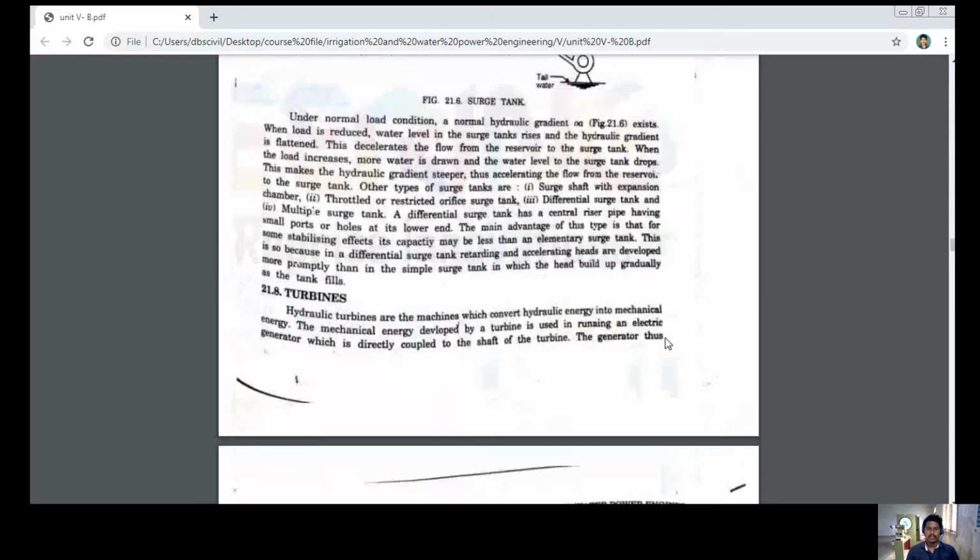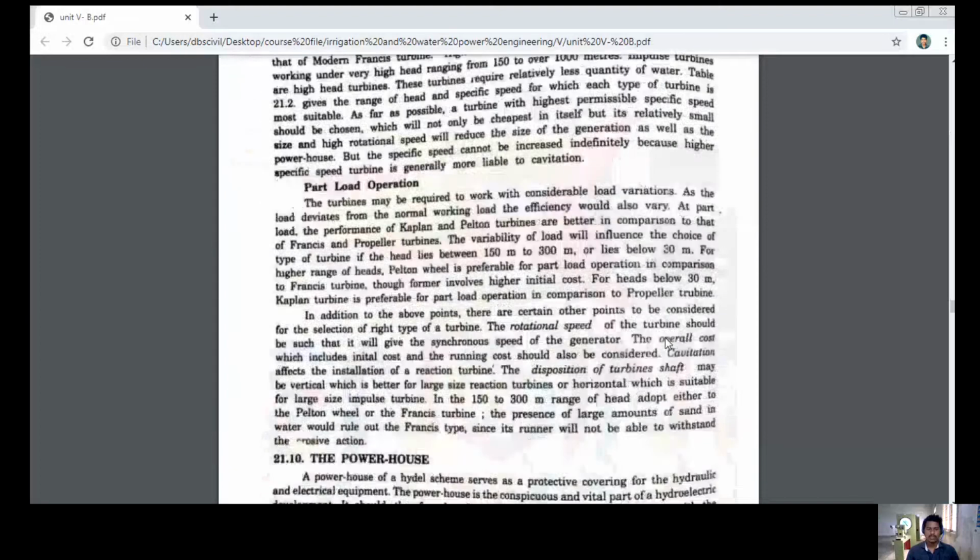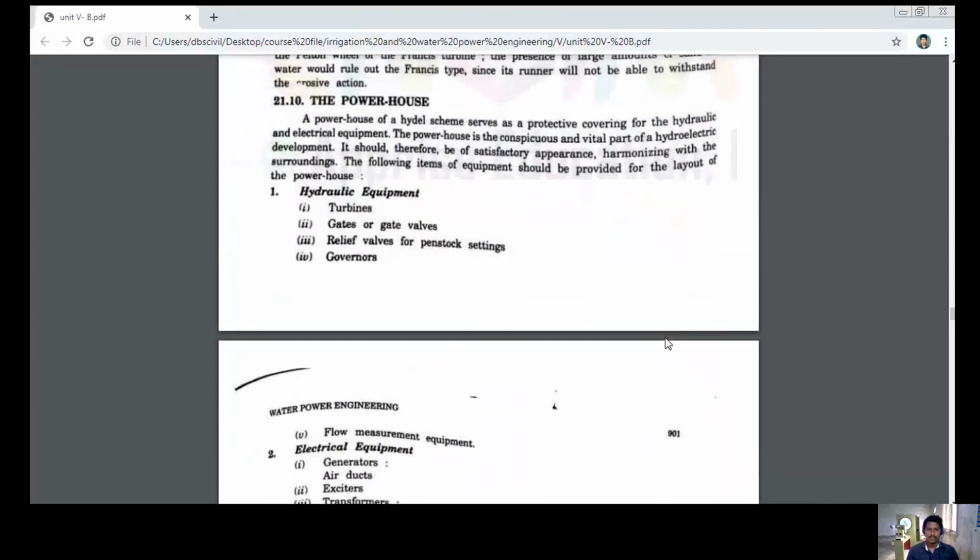Our next topic is the powerhouse. Let's see what is meant by powerhouse and how essential it is. The powerhouse of a hydel scheme serves as a protective covering for the hydraulic and electrical equipment. The powerhouse is the conspicuous and vital part of a hydroelectric development. It should therefore have a satisfactory appearance, harmonizing with the surroundings. The following items of equipment should be provided for the layout of a powerhouse.